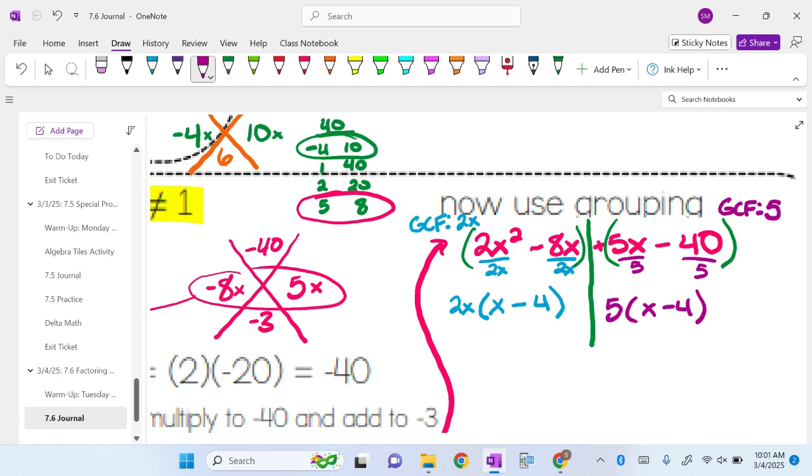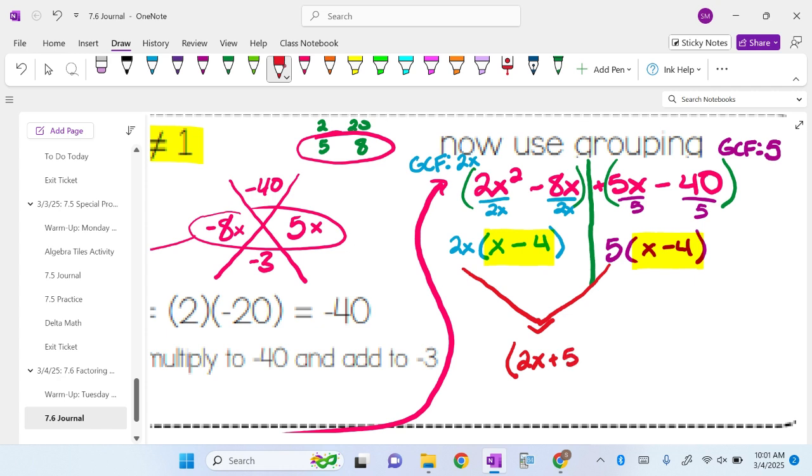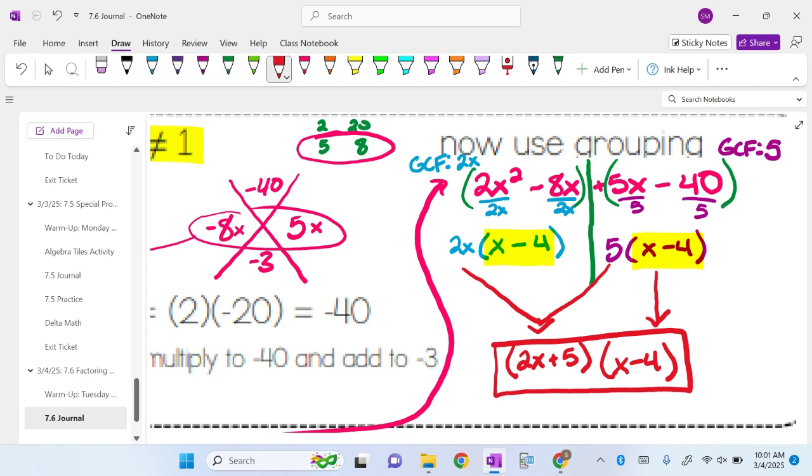Now, what did I say has to happen in order for us to know that we did the grouping correctly? The bubbles have to match. So x minus 4, they match, so we know we did it correctly. Now, remember, the last step is to take your two GCFs and combine them into one bubble. So this will be 2x plus 5. And then you take one of your common bubbles and bring that down as well, x minus 4. It's almost like you're factoring out that binomial. And this would be your answer factored.